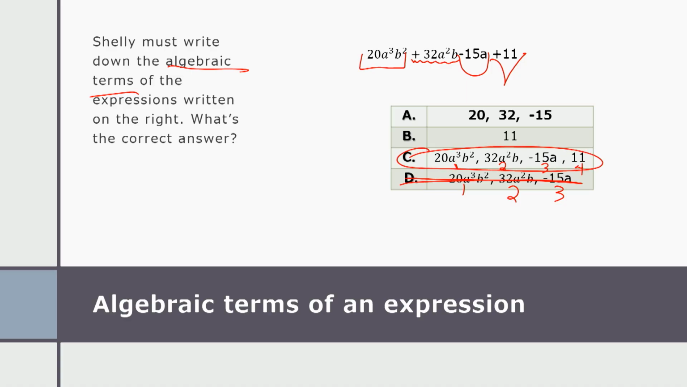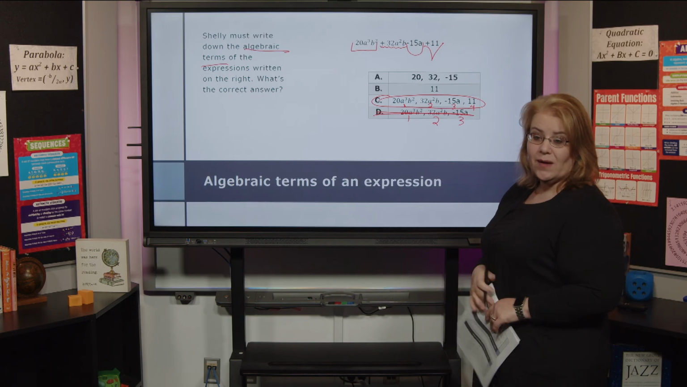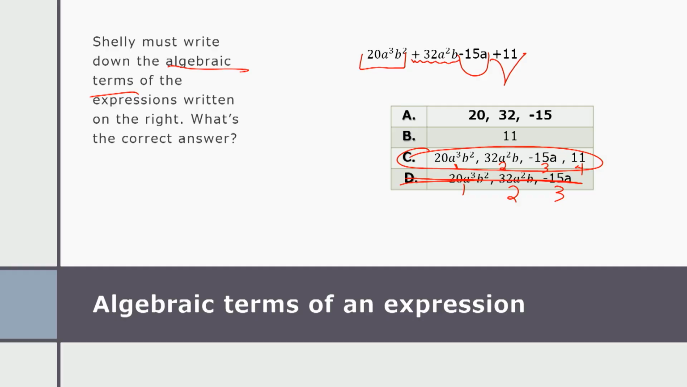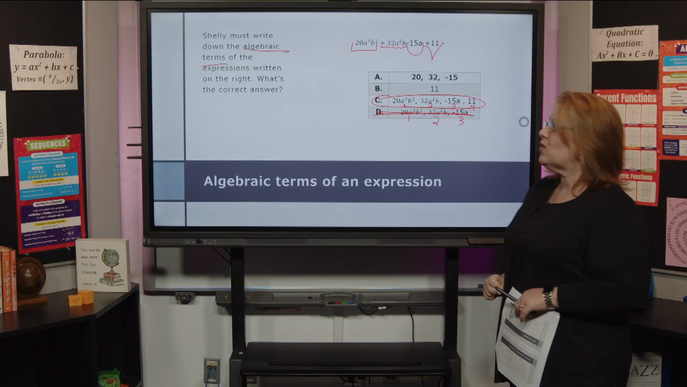Now you're probably saying, Ms. Killen, why didn't you choose A or B to start with? Because I don't have any variables in those first two options. And to be a part of my term, I have variables. So that's why I began with the bottom two, because they did have the variables. But that was a good question.